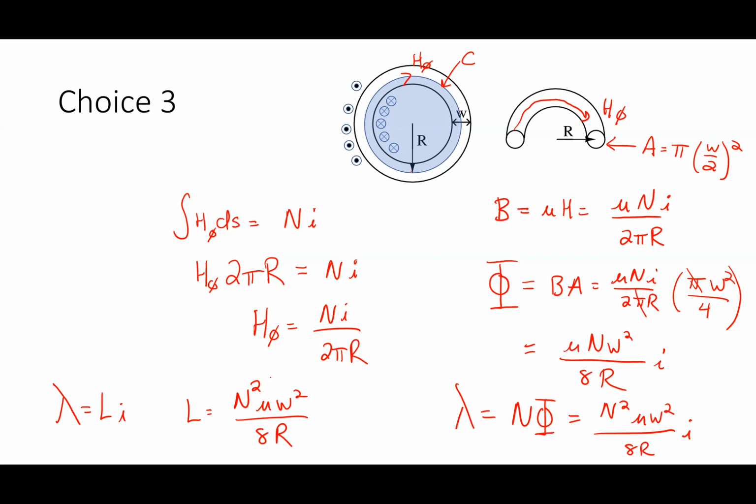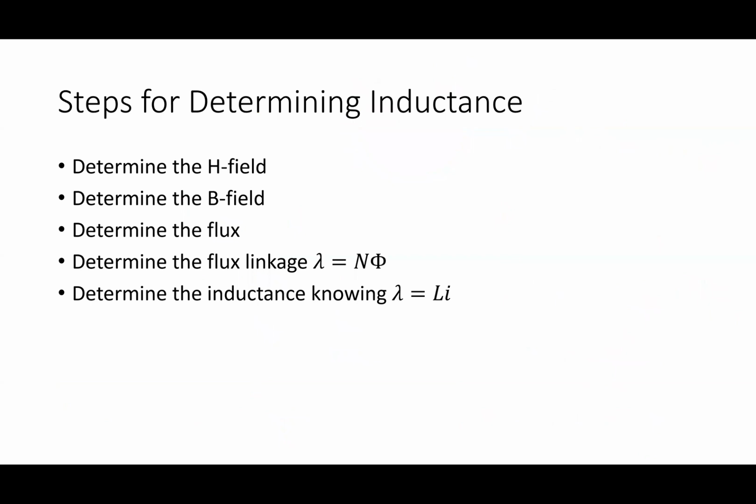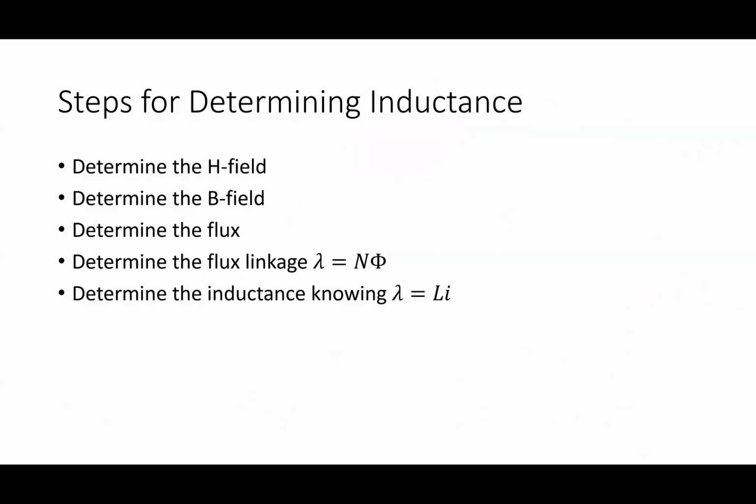So it turns out there's a simpler way of doing this, and it all comes down to one thing. This was our process, and you're not going to follow this process too much. We're going to use a different approach, but basically I get the H field, get the B field, get the flux, get the lambda, get the L. Now we're going to follow this, picking it up from where we get the flux.